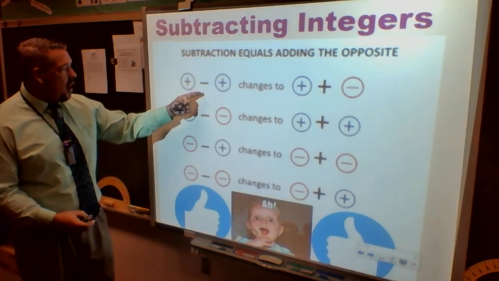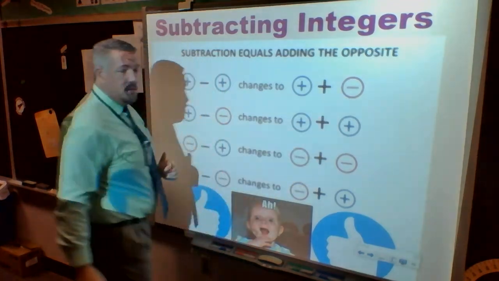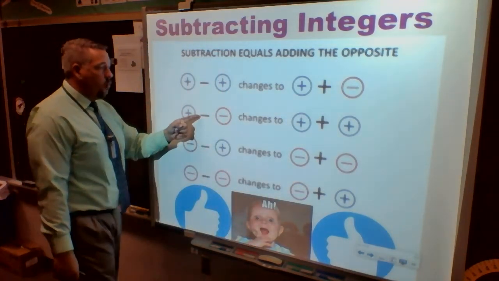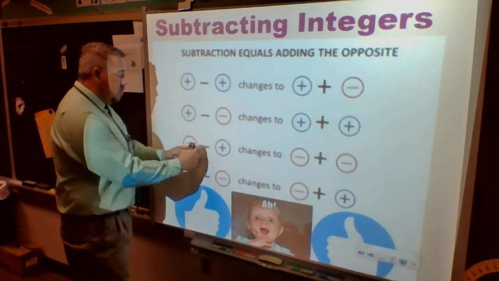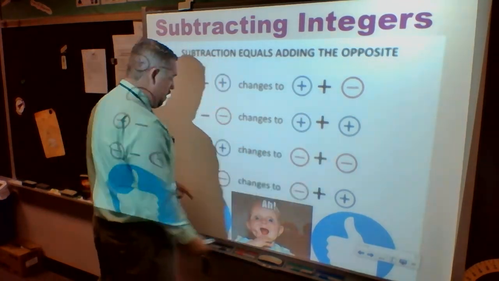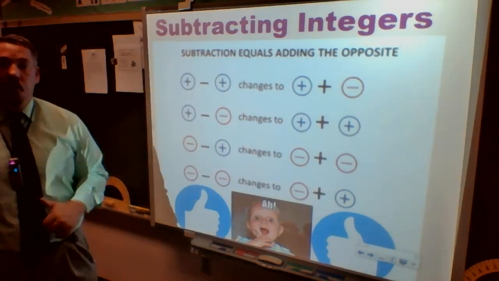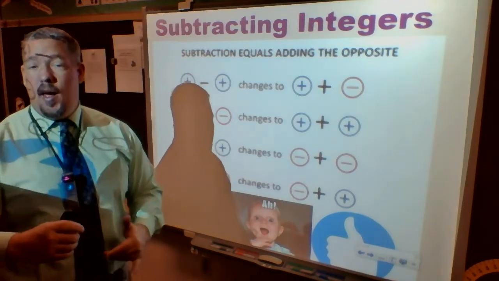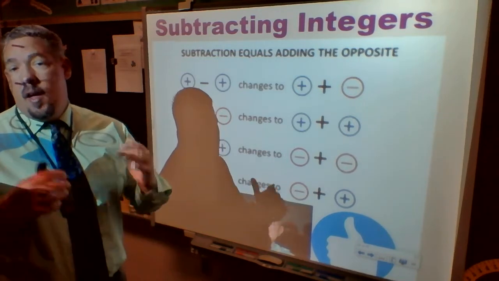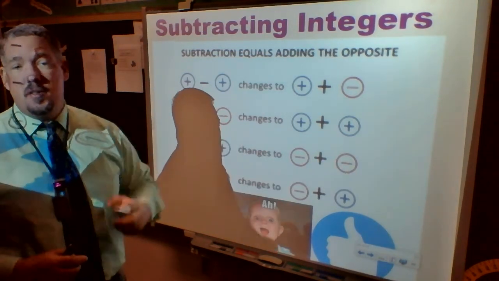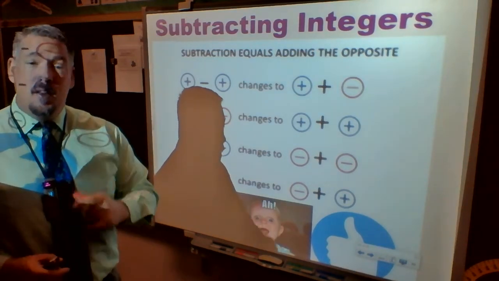So every time, subtraction will become addition, and then I will change my second number. So on, and so forth, until I have them changed into something that I know how to do. I know how to add integers. If I have the same sign, I keep it and add them together. If I have opposite signs, I keep the sign of the largest number, and then I simply subtract them, and then I'm done. That's the end of the lesson.